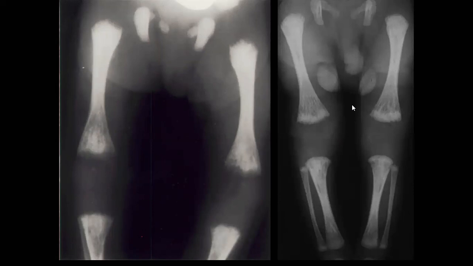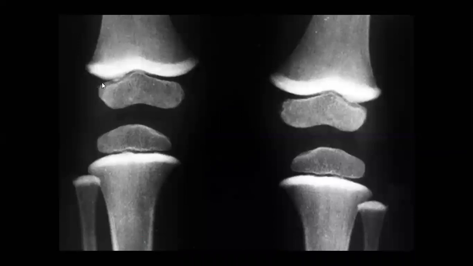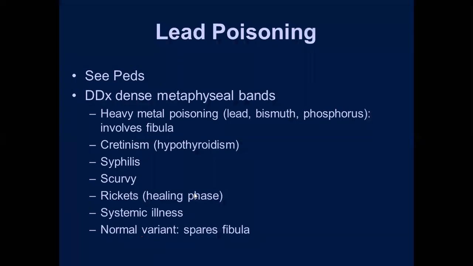Syphilis, perfect. Scurvy. So let's try S, syphilis, and scurvy. And rickets, you mentioned it, nice. Any systemic illness with S, again. Treated rickets, nice. And sometimes they call it a variant, but it's better the fibula. Okay, so dense metaphyseal bands is important. More common to see it like this. Yeah, this is easier for you. Yeah, treated rickets.